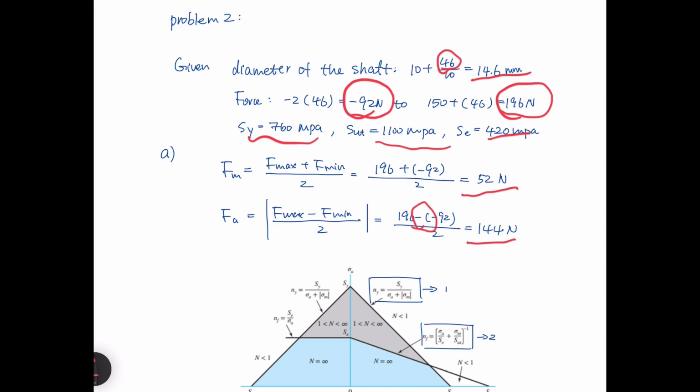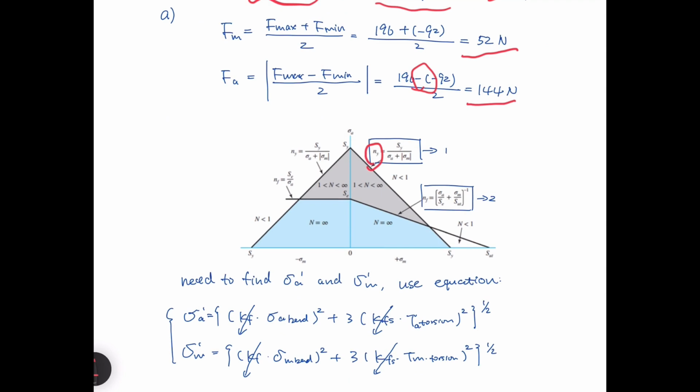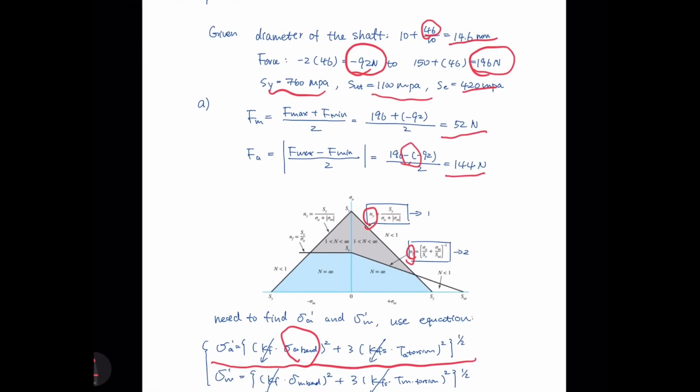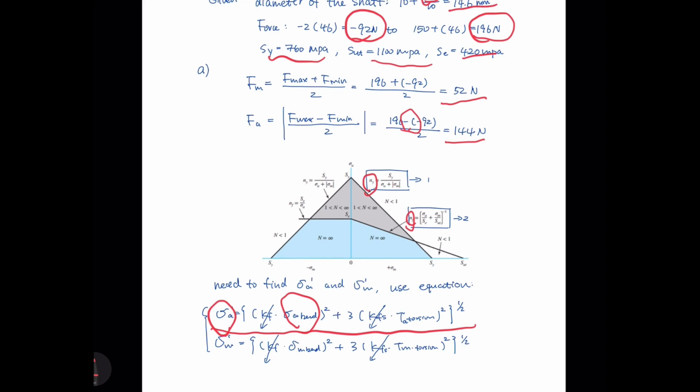And then for part A, we need to find the fatigue factor of safety and the yield safety factor for the Goodman. And so the Ny is the yield and the Nf is the fatigue safety factor, and these are two equations that we're going to use for part A. First of all, we need to find the stress A and stress M in order to use the formulas, right? We need to find the two shear stress and the two normal stress that correspond with the two forces, and then put them into one equation to combine them into one stress A prime and stress M prime.